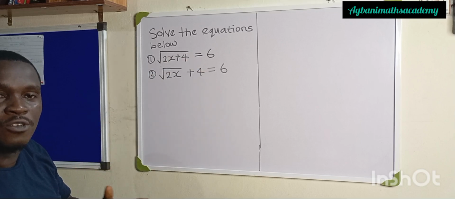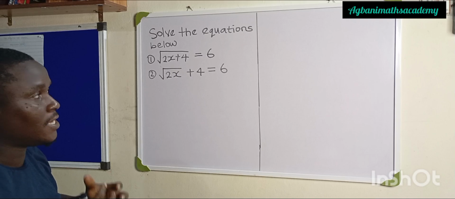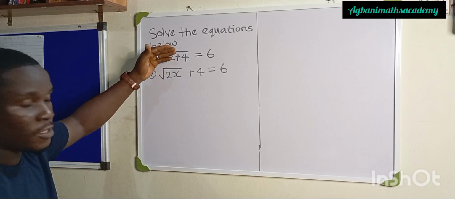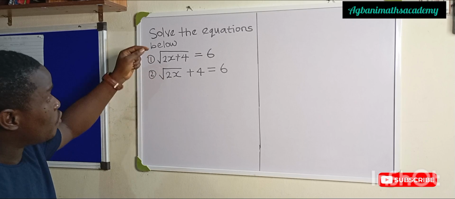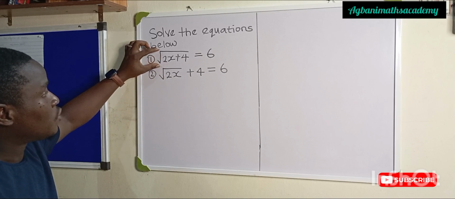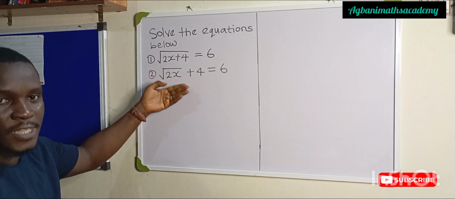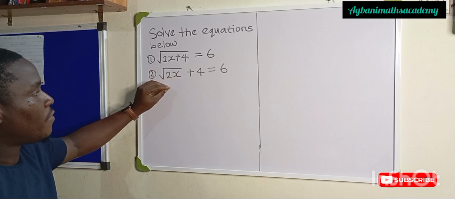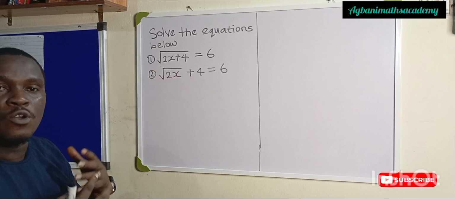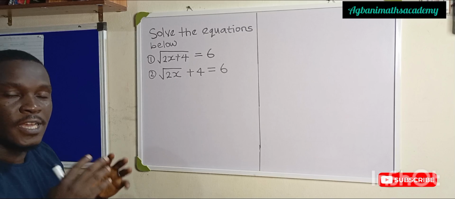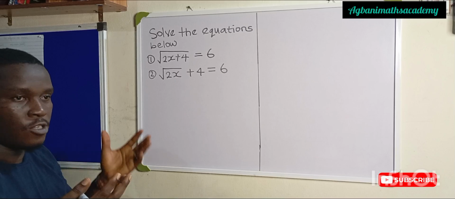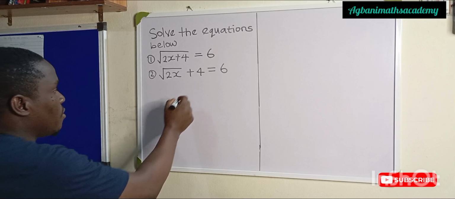Although the two equations sound similar, there is a little difference between the first one and the second one. If you look at the first one, you're going to see that the square root covers both 2x plus 4. But in the second one, the square root only covers 2x. So the way we go about solving the two equations will be a little bit different. So let's solve the equations. Solution.